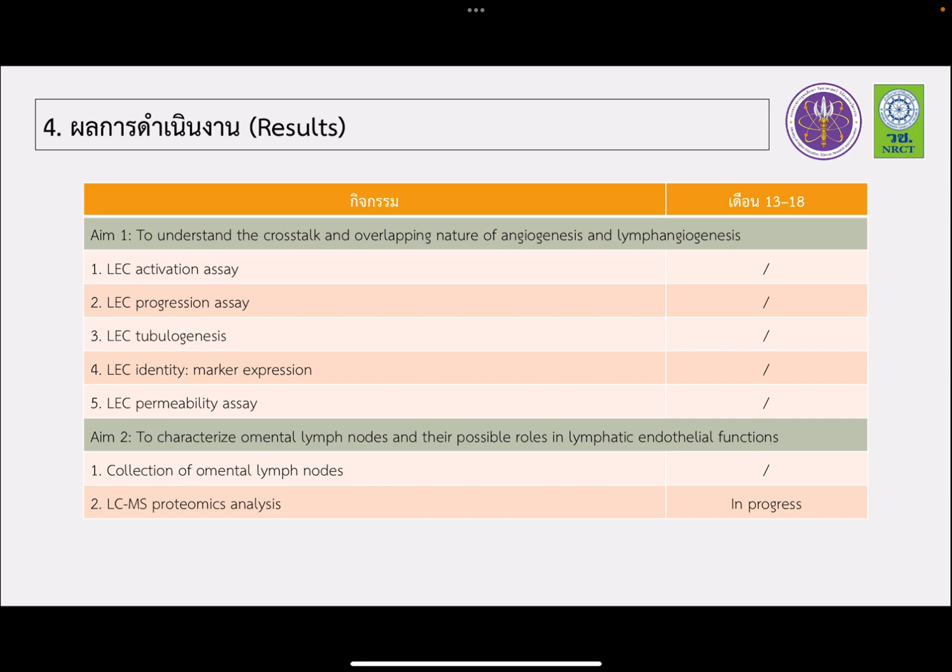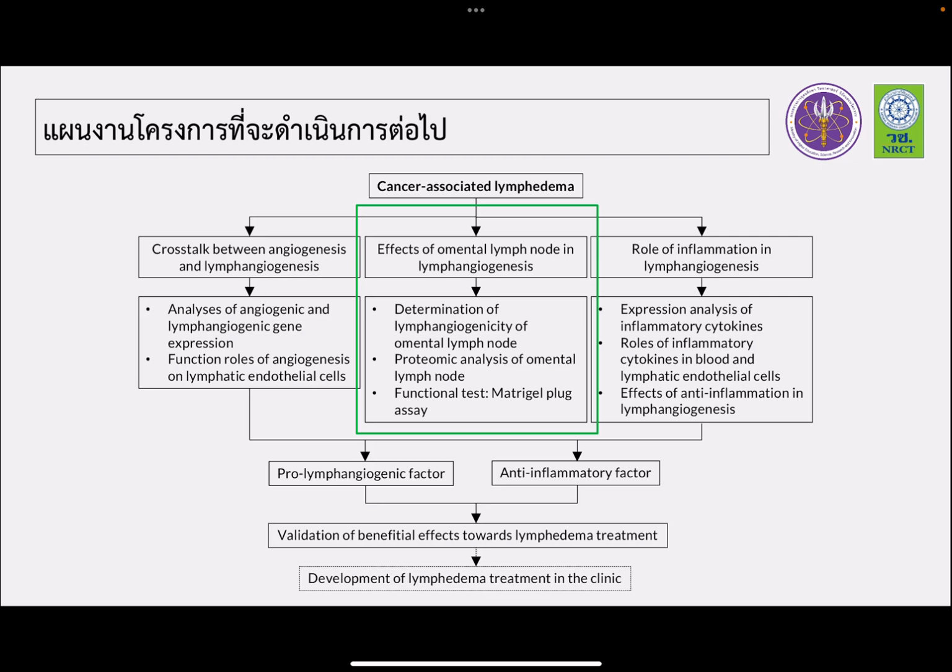So now we are in the process of investigating the experiments in Aim 2, which is to elucidate and characterize the lymph nodes function and their roles in lymphatic endothelial cells by collecting the lymph nodes from patients and also performing proteomic analysis and also gene expression analysis, and this is in progress. And this is also described in this flow chart, the next set of experiments that we try to address.